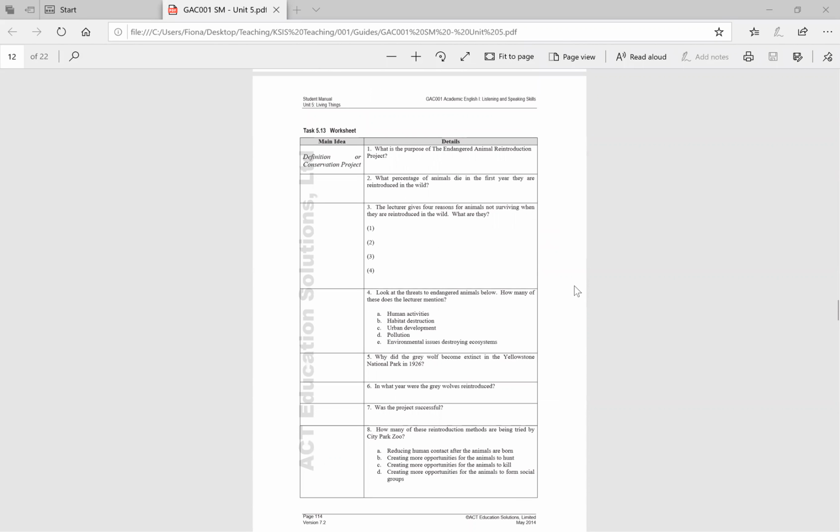Okay. So as discussed, what I required you to do is to put the main ideas that associate with these questions and then listen through and answer these questions. So we'll start off with the first one. What is the purpose of the Endangered Animal Reintroduction Project?